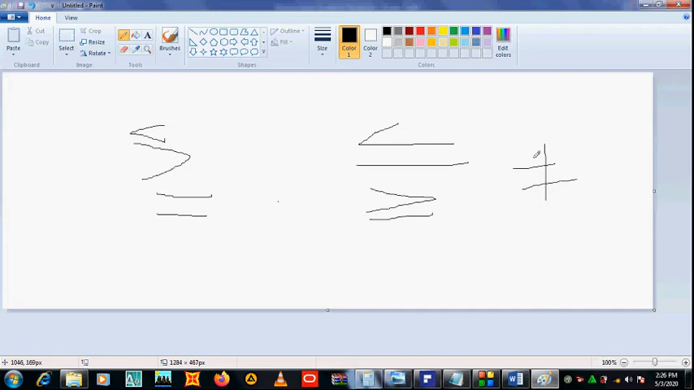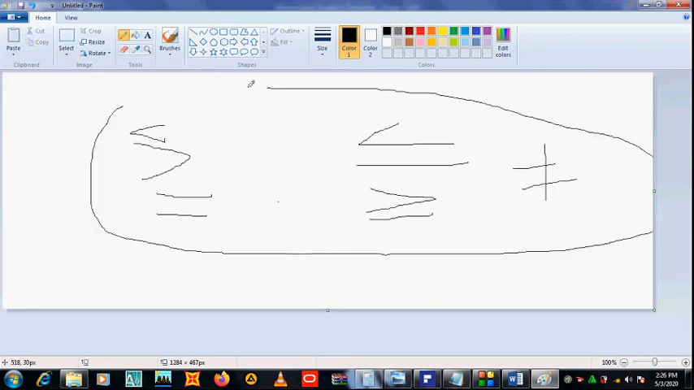It may be a linear inequality, or a quadratic inequality, or a polynomial inequality. Any equation that has these signs, we call inequalities. It may be linear, quadratic, or polynomial.